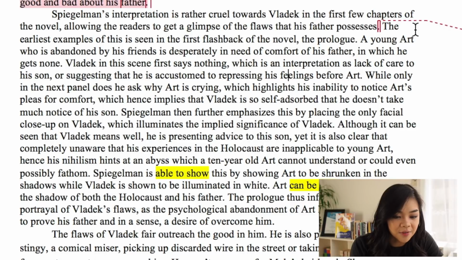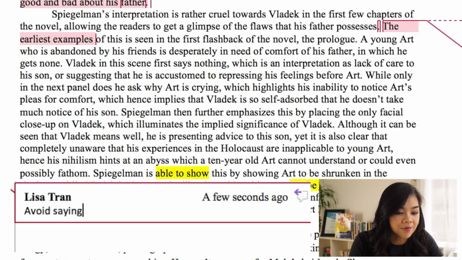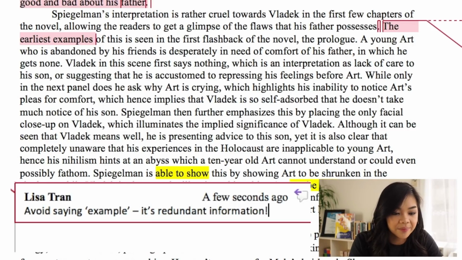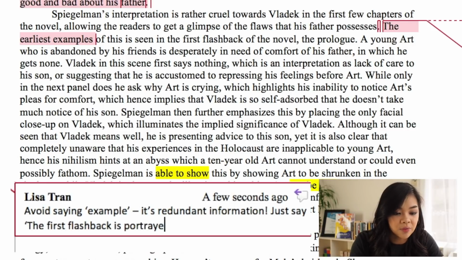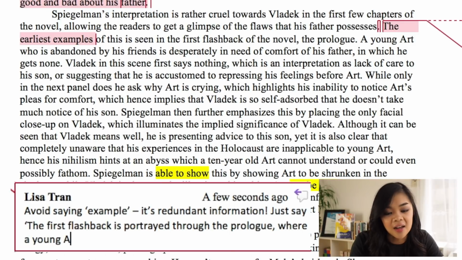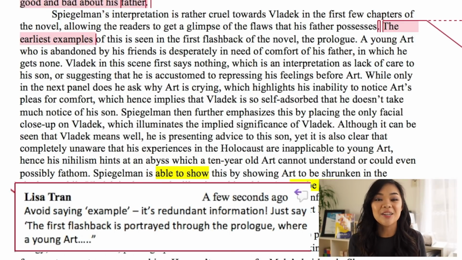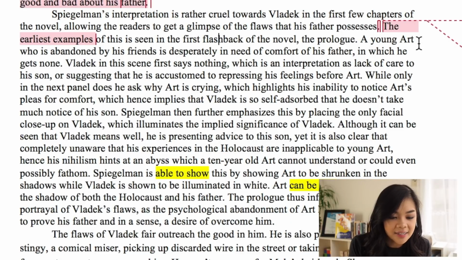The earliest examples of this is seen in the flashback. Alrighty, so already, one thing I would recommend is avoid saying example. It's redundant information. Just say the first flashback is portrayed through the prologue where a young Art, etc. There's no point in using redundant pieces of information. Once you actually talk about the example, we know that you're using an example, so you don't have to say for example. A young artist who is abandoned by his friends is desperately in need of comfort of his father, in which he gets none.